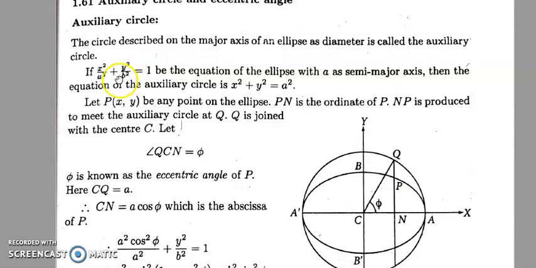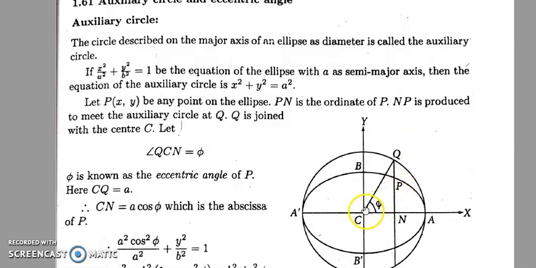equal to 1. Now by auxiliary circle we mean a circle which is having diameter as the major axis. So this length CA is a, and similarly CA dash is also a, because this is the major axis. So total length is 2a. So the circle with diameter 2a passing through our vertices is what we call the auxiliary circle. So the circle described on the major axis of an ellipse as diameter is called an auxiliary circle.